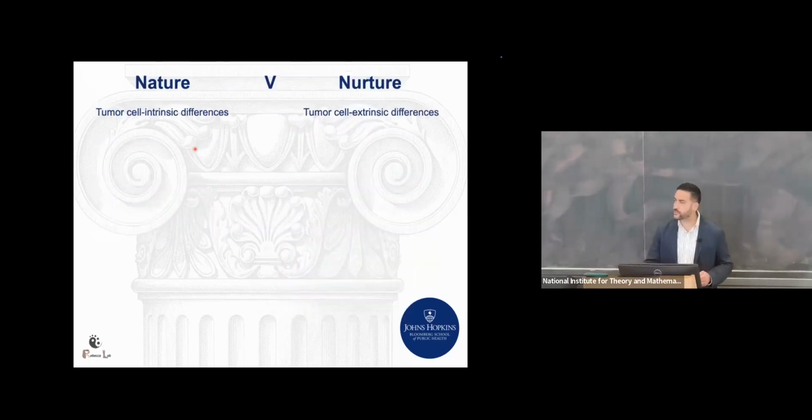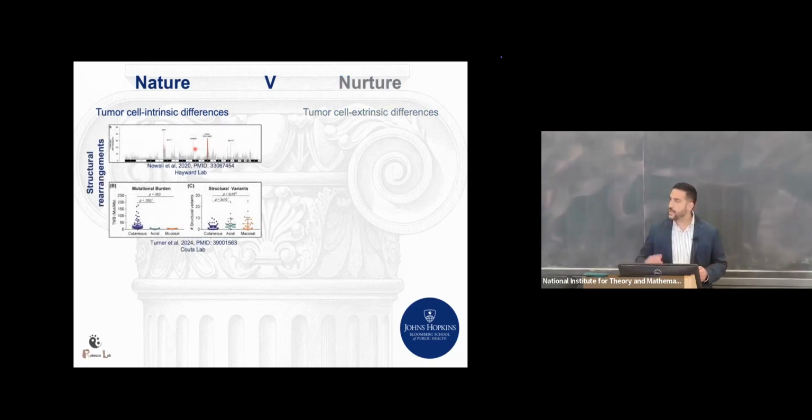So the way our laboratory focuses upon this problem is through the lens of nature versus nurture. Is it due to the unique nature of acral, defined as their tumor cell intrinsic differences that are responsible for that elevated metastatic capacity, or is it due to the element of nurture, defined as the unique tumor cell extrinsic differences in acral versus cutaneous melanoma?